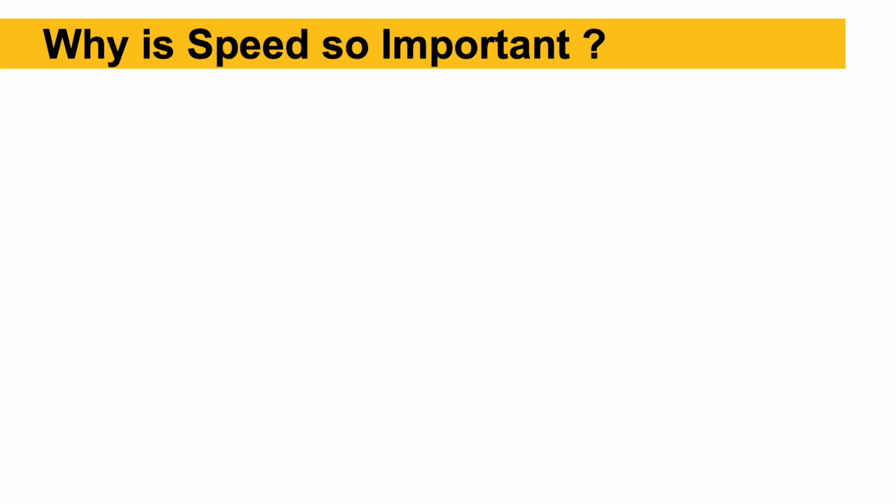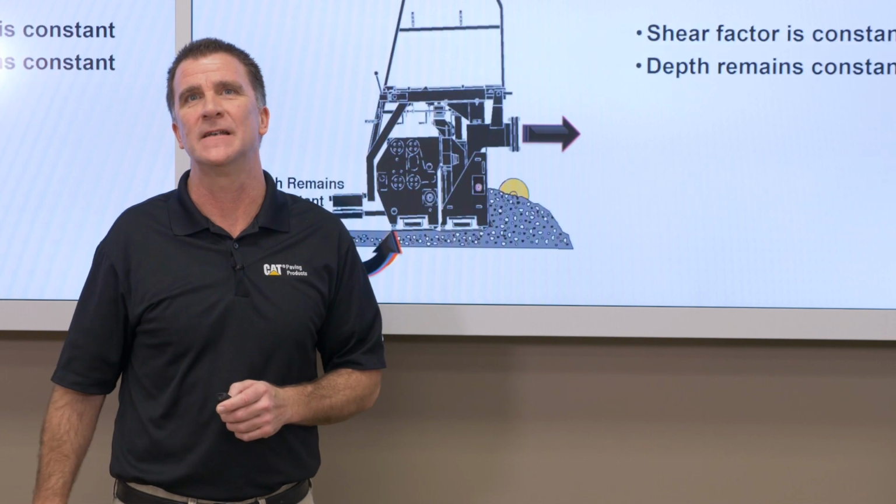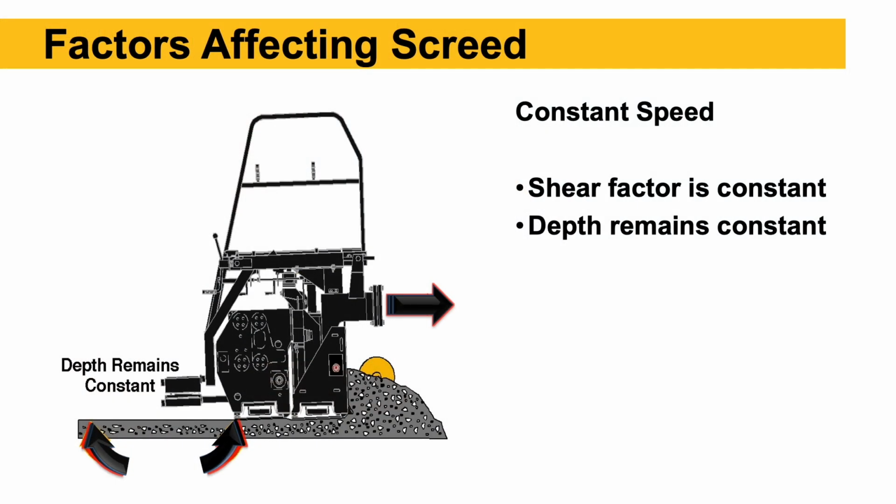Speed of the paver, variable speed, affects our mat thickness. So when I slow up, the mat gets thicker. If I speed up, the mat gets thinner as that screed drops. So constant speed, again, if you remember from earlier courses, is critical to maintaining a quality mat. And this is just a quick review on that.